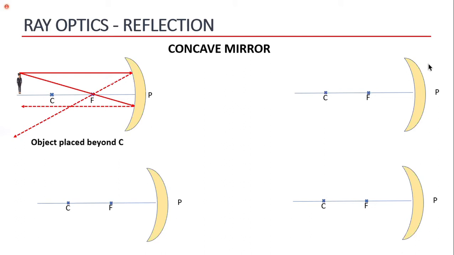This light ray reflected and this light ray reflected will meet at this point. So that is how your image is formed. Clear? Yes, sir. So whenever the object is placed beyond the center of curvature, the image is formed between the center of curvature and the focal point, inverted and diminished.